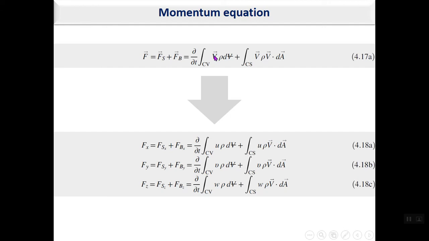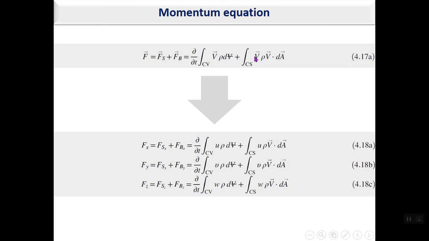Please note that in each case you should write the corresponding component of the velocity. For example, when you write the y direction of the momentum equation, you should put v, small v, instead of the vector V, which you can see here, or the same here.